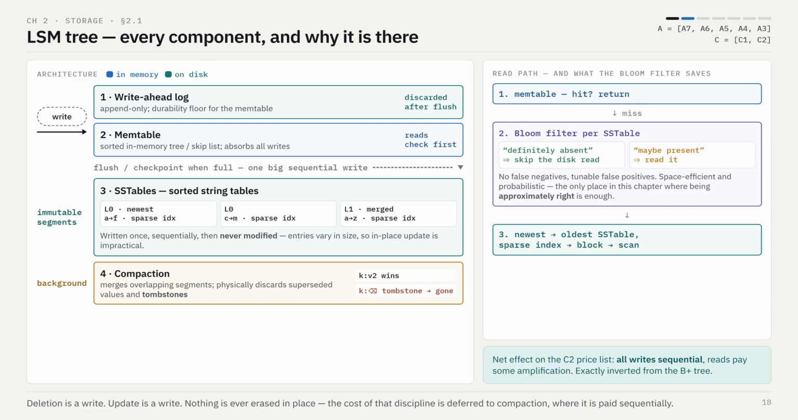The LSM tree, or log structured merge tree, is a disk resident structure used extensively in modern NoSQL databases.